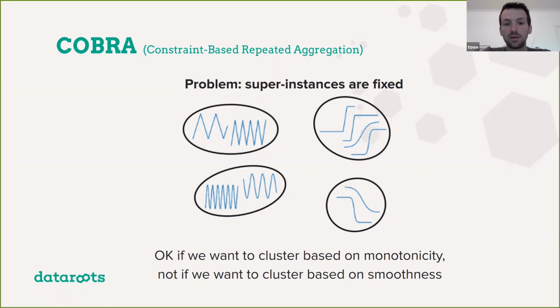If we generate too little, then we might have super instances with a mixture of instances that actually should not be clustered together. For example, for the 4 super instances that I had before, if I was clustering based on monotonicity, this was fine. But if I now want to cluster based on smoothness, we would never get a good clustering because here are 2 non-smooth instances, but also 2 smooth instances. So that's a problem. And that's also the motivation then for the successor, which we refer to as COBRAS.